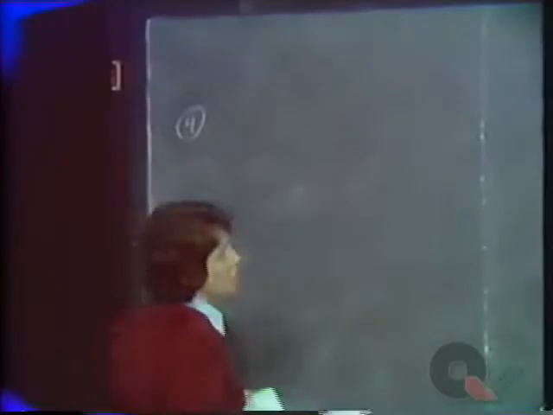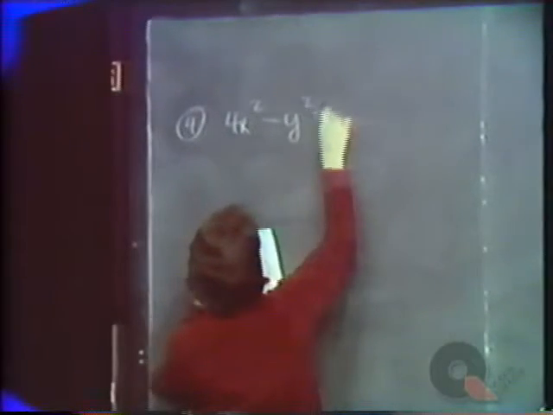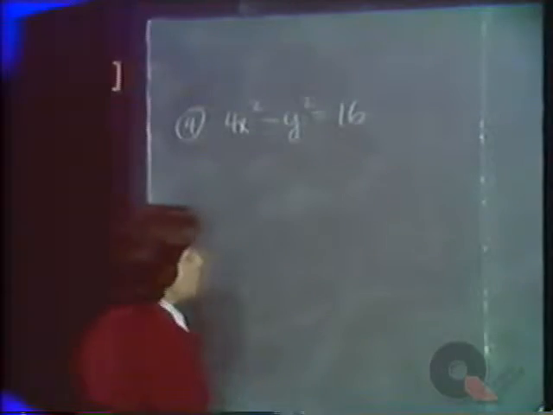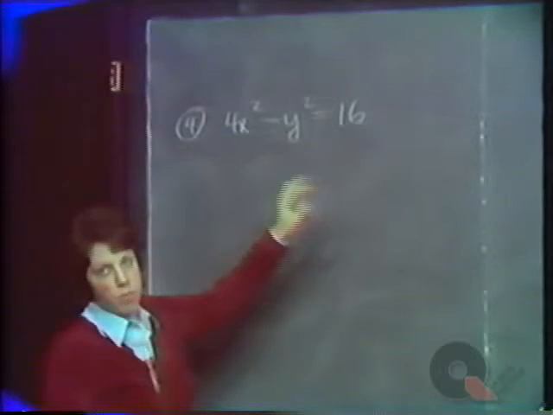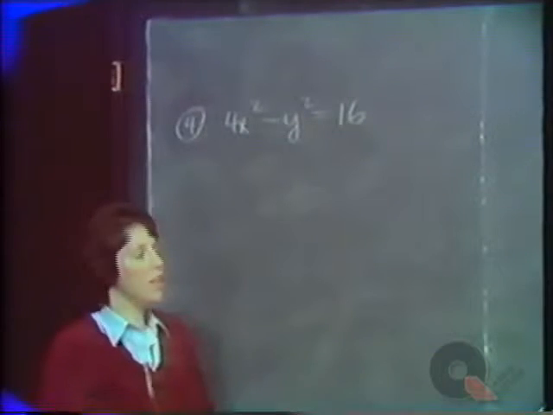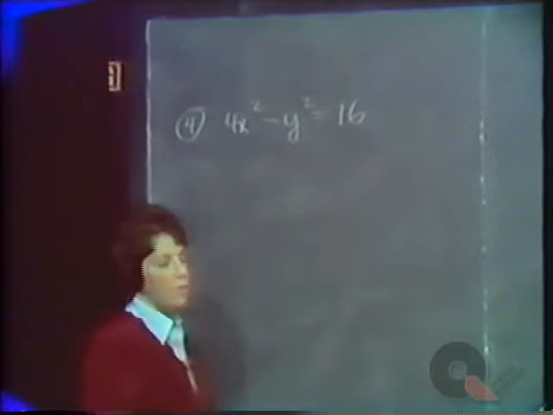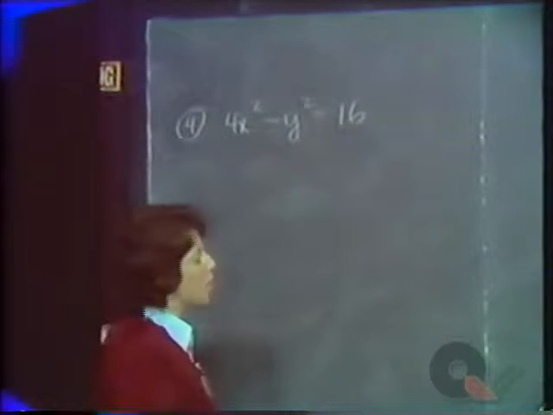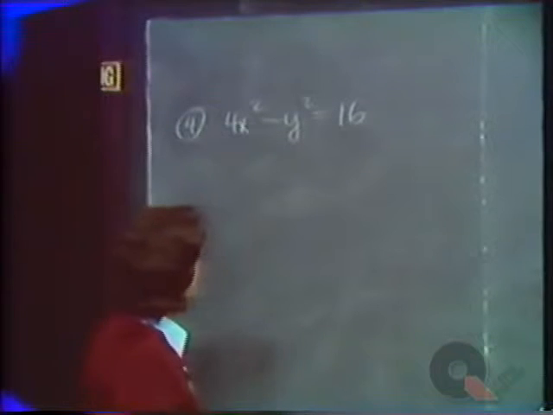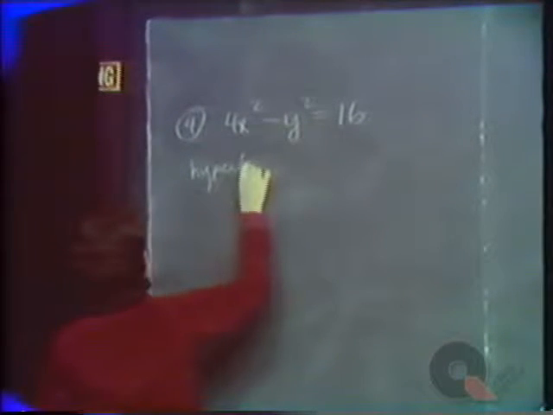In our next example, we have 4x squared minus y squared equals 16. Once again, it is in the form ax squared plus by squared equals c. But here we have a and b with different signs. A is plus 4 and b is minus 1. The coefficients of x squared and y squared have different signs, and this immediately classifies it as a hyperbola.